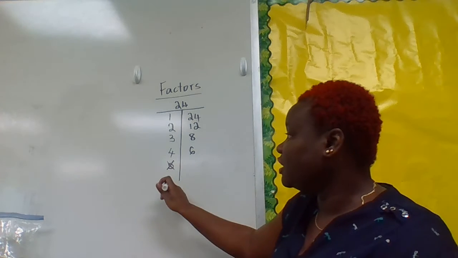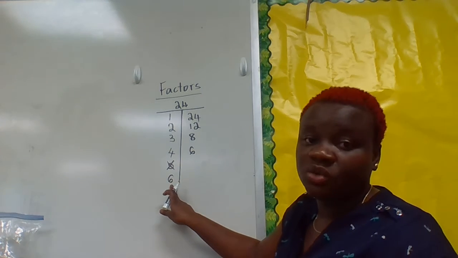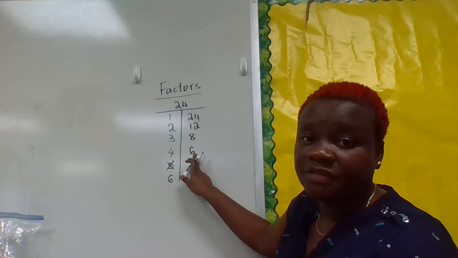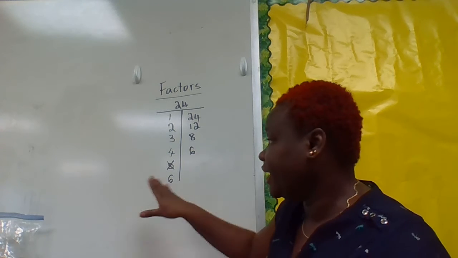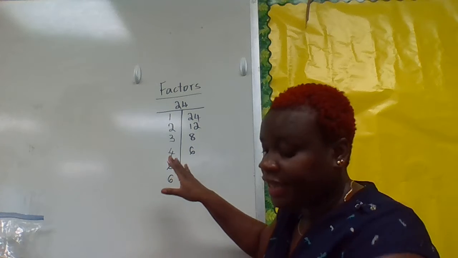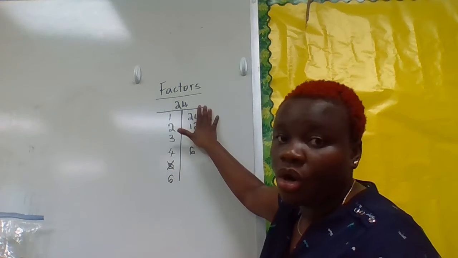And I already used 6. So it makes no sense to go back and use 6 down here because I already have 6. So whenever I find that I'm going to be repeating a number, I can stop. All right. Now I can go ahead and write down all of my factors.